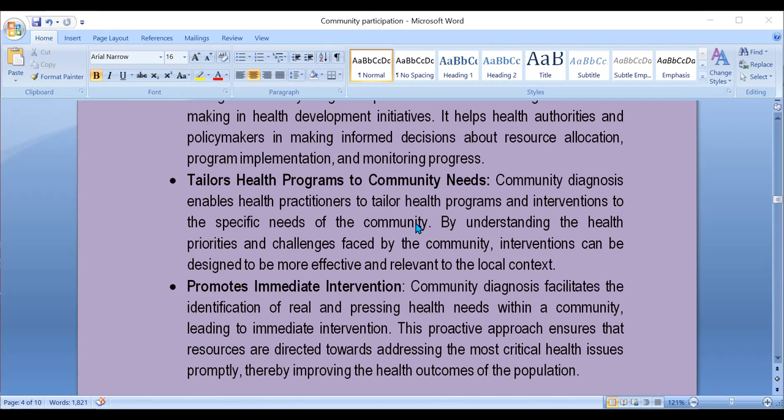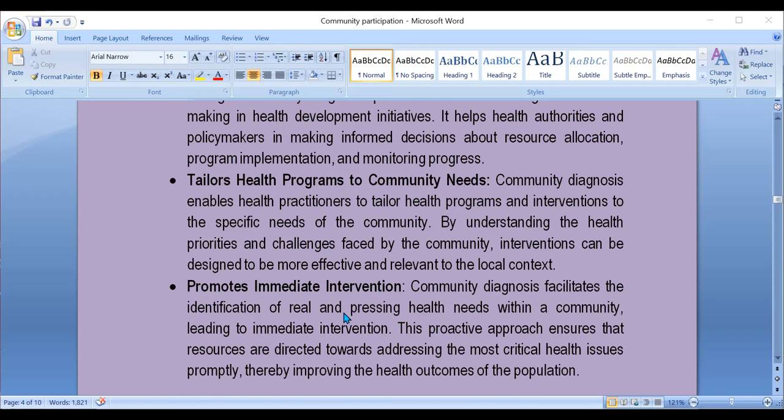It tailors health programs to community needs. Because you have done extensive assessments and you have prioritized, every solution or targeted intervention you are bringing is meant to solve the community's needs, because you have understood their health priorities and the challenges they face.